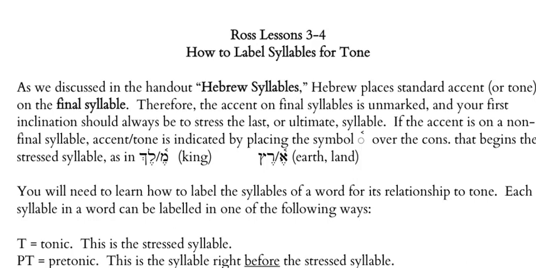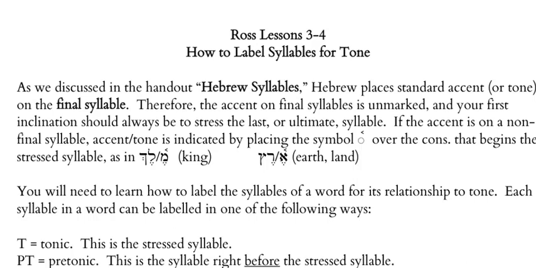So let's just, again, talk real quickly about labeling syllables for their tone, where the placement of the stress is. In our handout, Hebrew places the standard accent or tone on the final syllable. So you should always assume that. Always assume you stress the last or final syllable unless something is marked otherwise. If there is an accent on a word that is not on the final syllable, then the tone is going to be indicated with this little symbol. It looks like a sideways circumflex, and that's going to go over the consonant that has that syllable stressed.